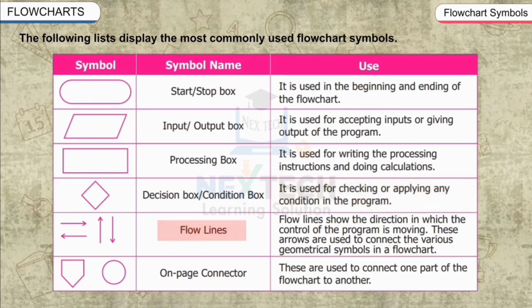We have the flow line. It can also be called the arrow line. The flow line shows the direction in which the control of the program is moving. This arrow line is used to connect various symbols of the flowchart. So lastly, we have the on-page connector. It is used to connect one flowchart to another. So these are the symbols.